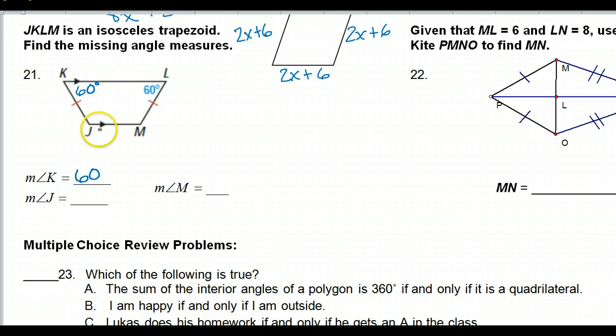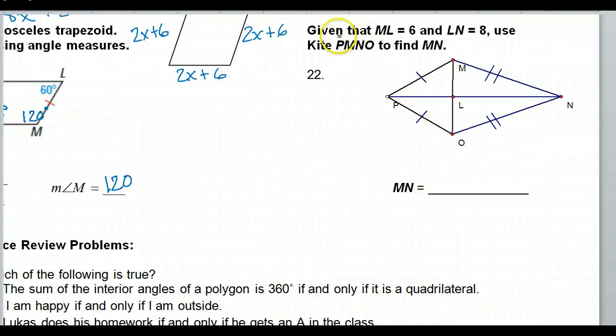Let's see. Well, these other two will have to be supplementary. Okay, so I'm just talking 180 minus 60 here. So angle J is going to be 120. Okay, so that's going to be 120 degrees. And of course, angle M, same story. So that will also be 120. Okay, that is it for number 21.